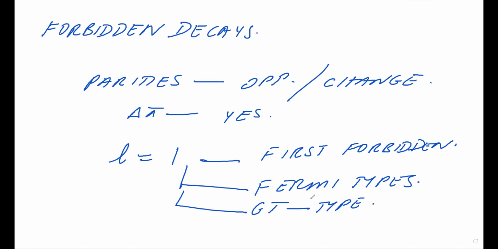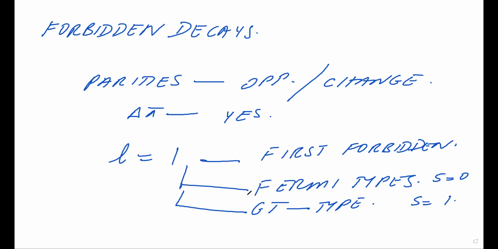In Fermi types, our spin was opposite, the electron and neutrino spins, so S is equal to zero. And in Gamow-Teller, we have the parallel spins, so S is equal to one. Okay, would you like to add something else?